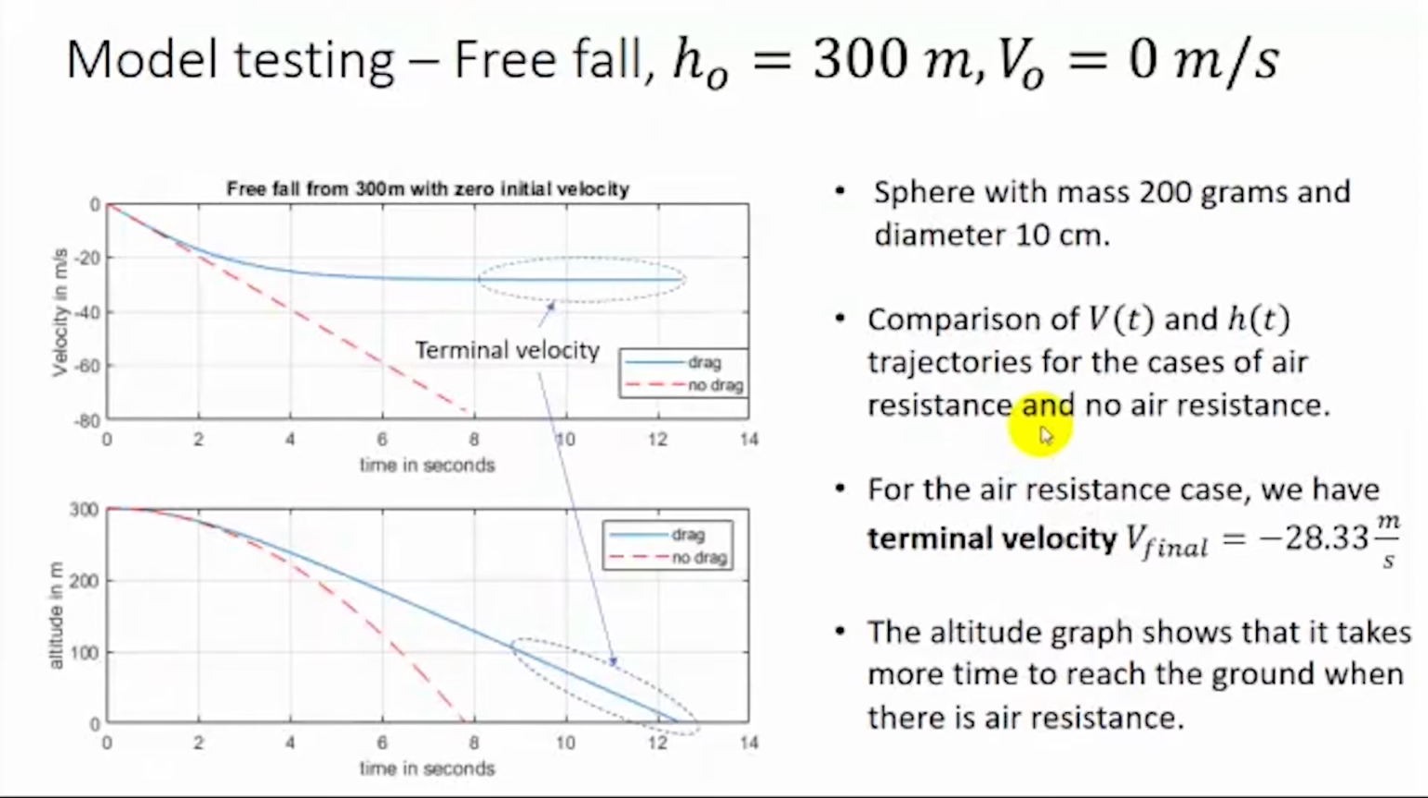This slide presents in more detail the plots of velocity against time and altitude against time for the previous experiment. It's a more detailed plot in the sense that it presents both the velocity and the altitude as functions of time. And again, the case of aerodynamic resistance is plotted in color blue in both cases, while the case without aerodynamic resistance is plotted in color red.